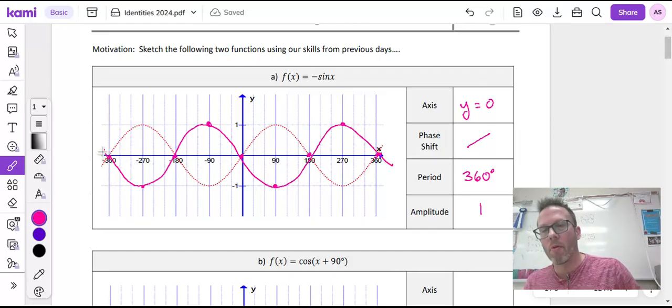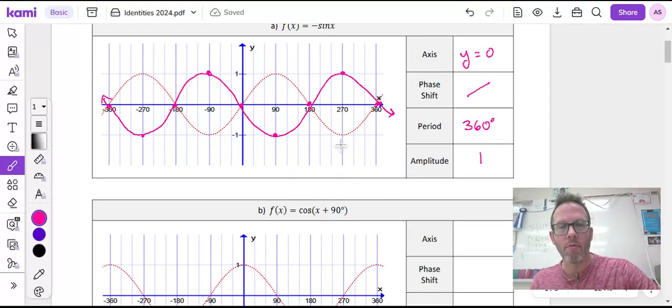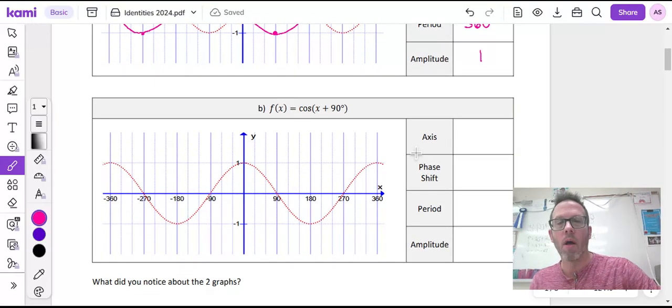I'll give you guys another moment to graph the cosine function. If you're at home, you can just pause the video and make sure to give that a try yourself.